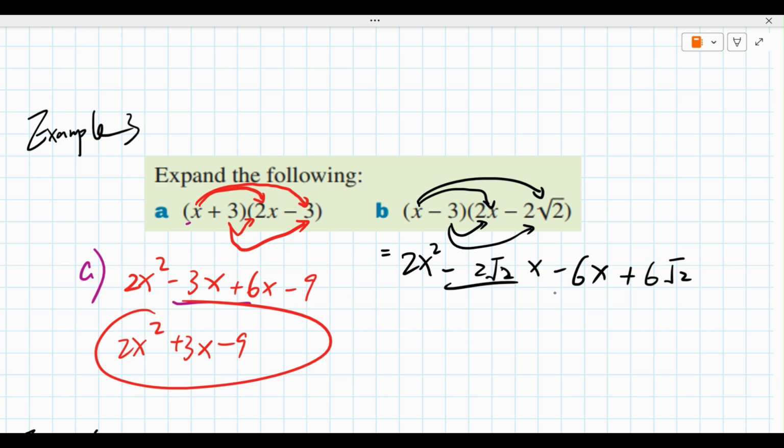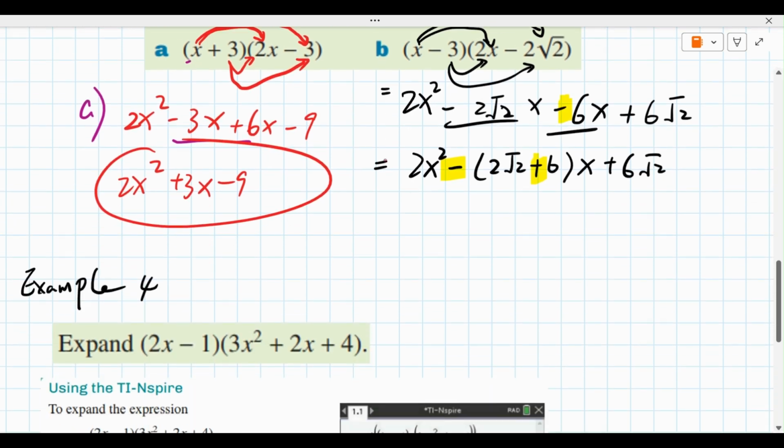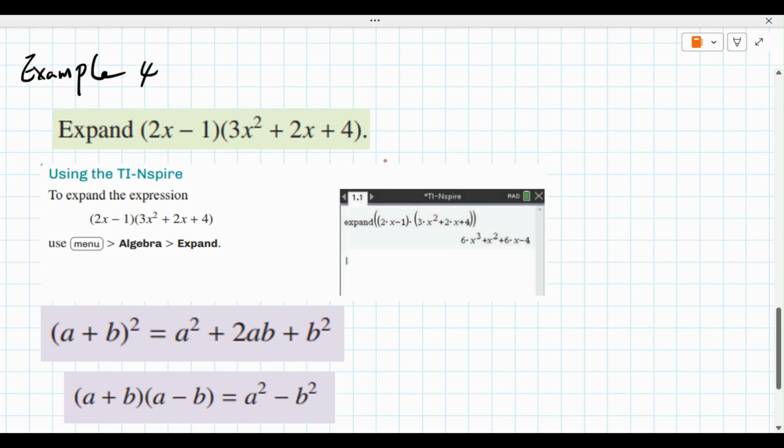That's it. And these are like terms, so you can put them in a bracket or just leave it as is, I don't really mind. You could write it as minus 2 root 2 minus 6 x, and plus 6 root 2. You're probably asking why minus becomes plus? Because in the bracket, you have to make sure you change to the plus. That's why we do it. Hopefully that makes sense.